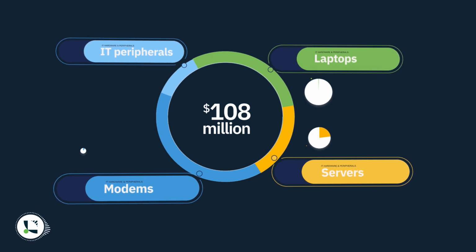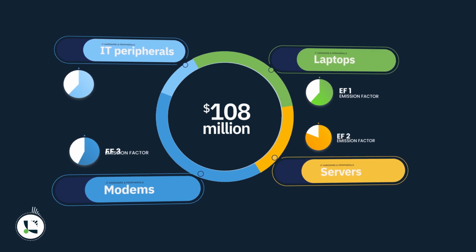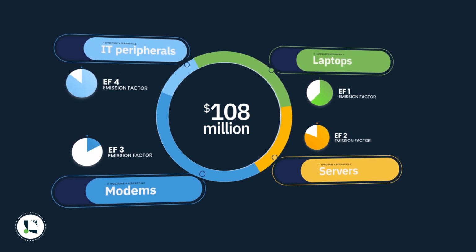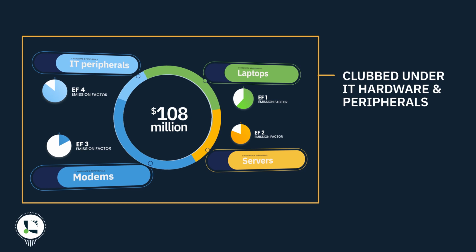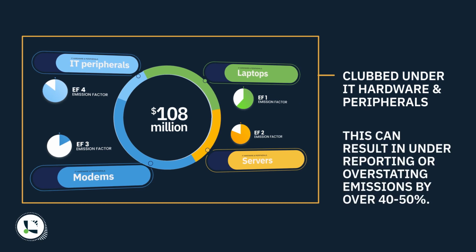Each of these have very different levels of carbon emissions. If you rely solely on top-level supplier data, these would be clubbed under IT hardware and peripherals. Considering supplier emissions factor would again lead to erroneous aggregation.